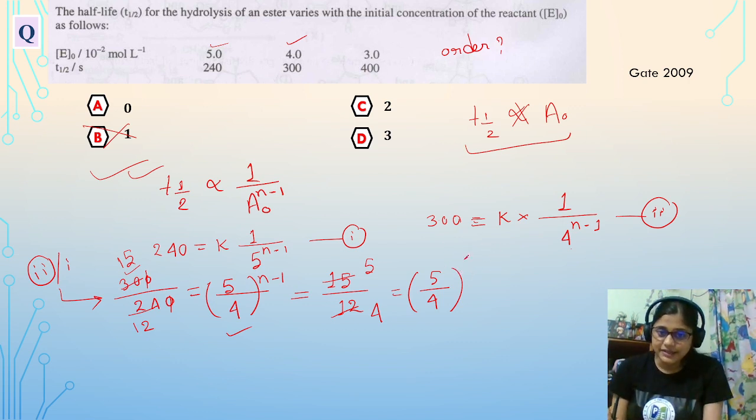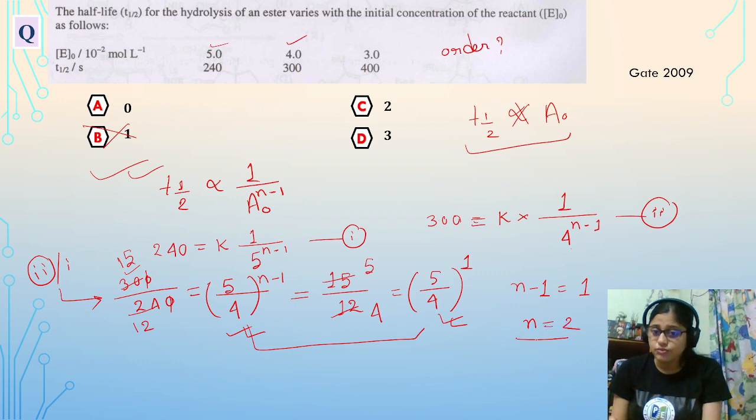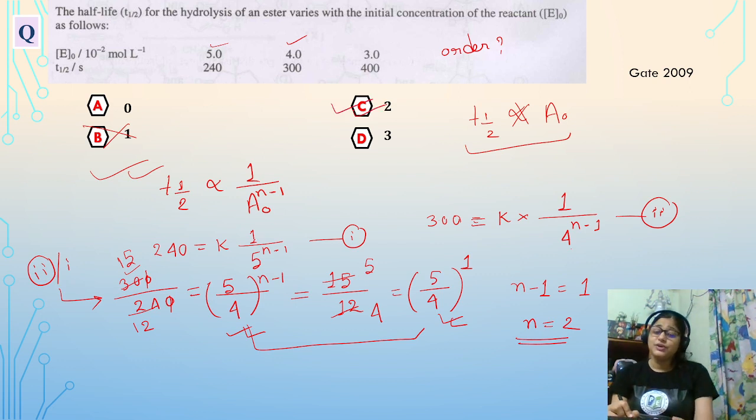We get that 1. So comparing this one with this one, what we are getting? n-1 will be 1. So n will be equal to 2, right? So we got the answer. Here n will be equal to 2. So how did we get it?